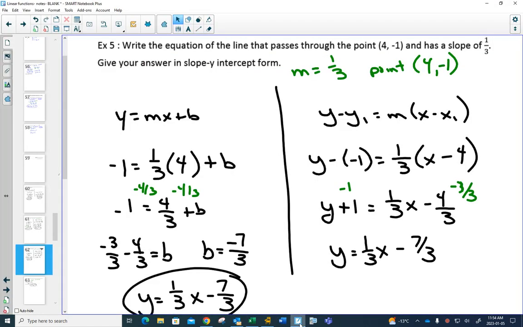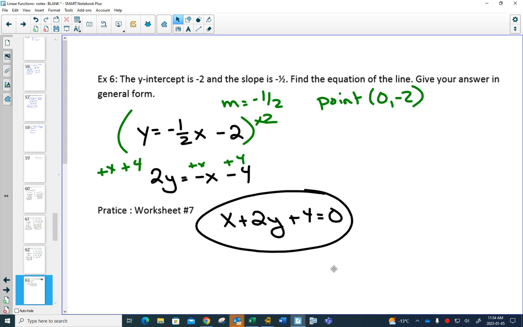All right, here's the last one. This one I would just use y equals mx plus b form because they tell us the y-intercept and the slope. So that makes it the easiest to use y equals mx plus b.